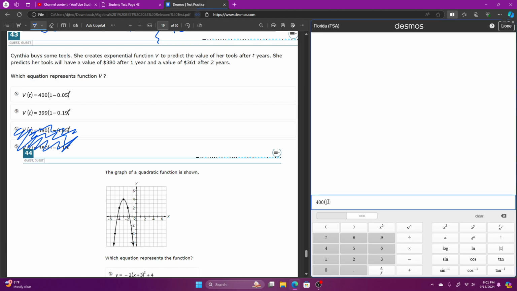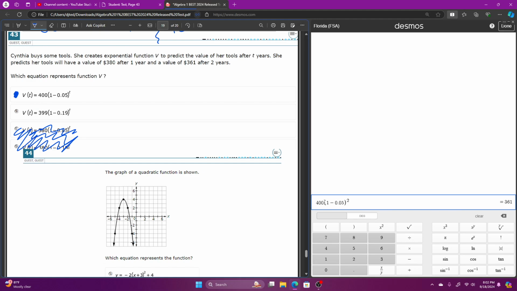400 times (1 minus 0.05) to the power of t, which is like our x, right? And at 1 year, we want it to be 380, and it is. And at 2 years, it needs to be 361, and it is. So answer choice A works for this question.